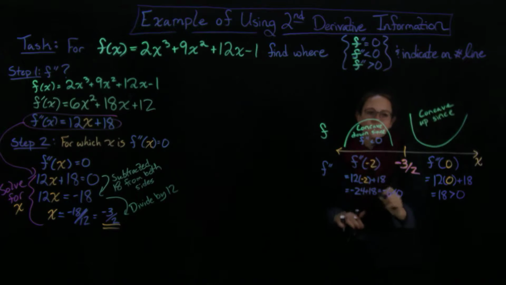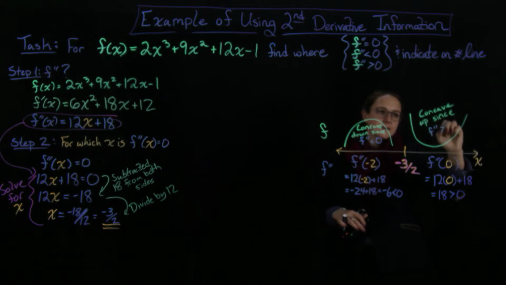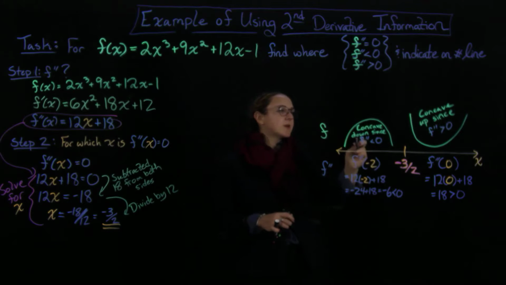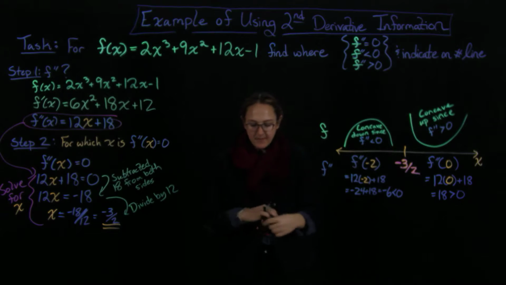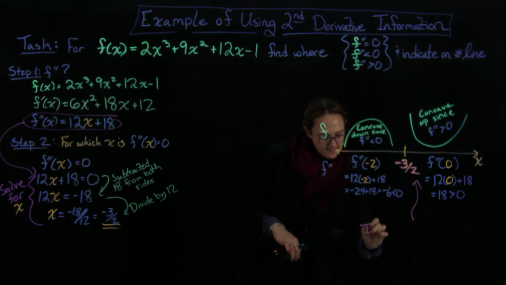since this second derivative is greater than 0, right? And because I switched from concave down to concave up, I'm going to have an inflection point here, right? So I have an inflection point here.